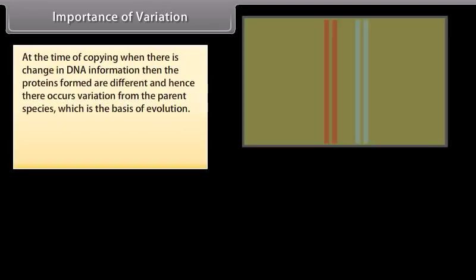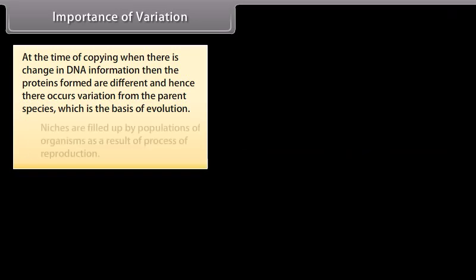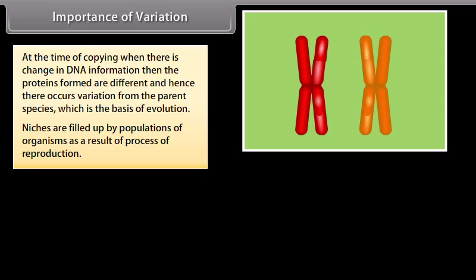Importance of variation. At the time of copying, when there is a change in DNA information, then the proteins formed are different, and hence there occurs variation from the parent species, which is the basis of evolution. Niches are filled up by populations of organisms as a result of the process of reproduction.